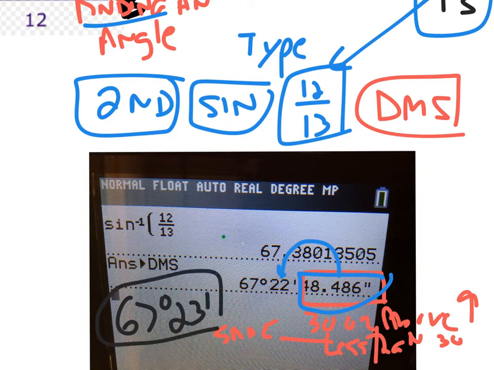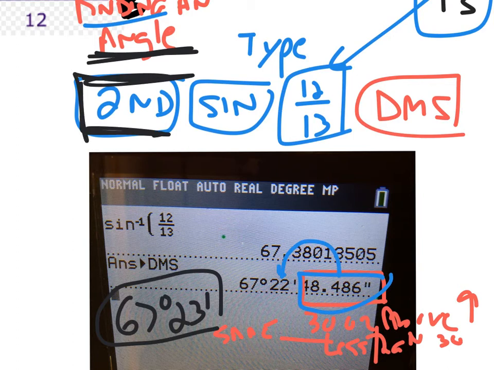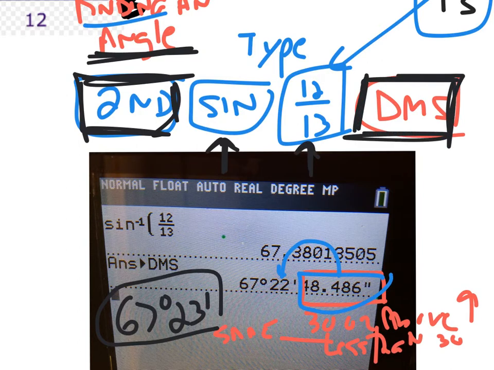So the key is to remember anytime you're finding an angle, you always press the second button first, whatever trig function you decided, in this case sine, your fraction, and then when you're finding an angle, you always do DMS.